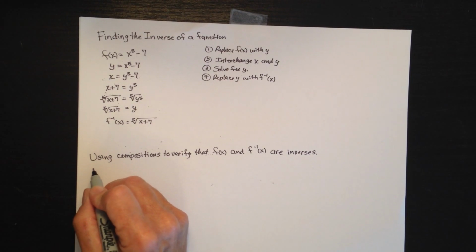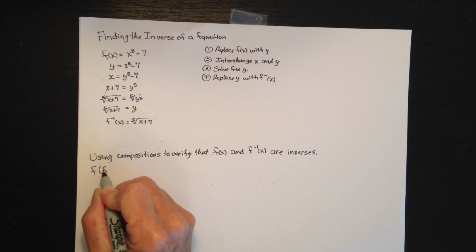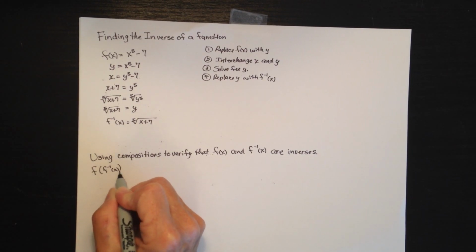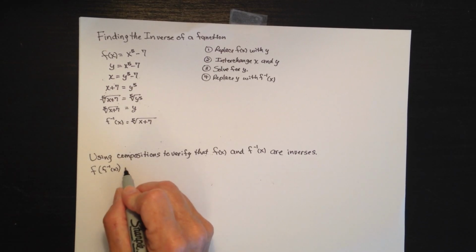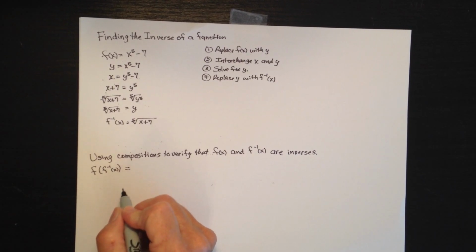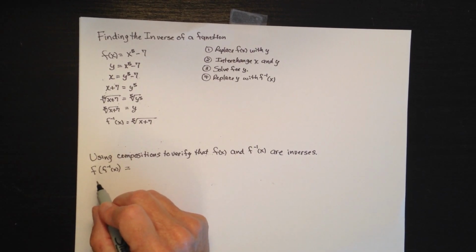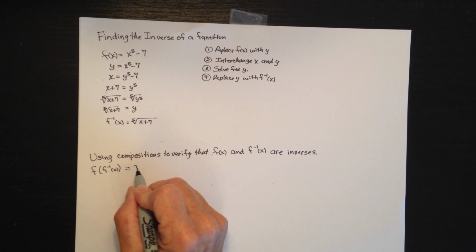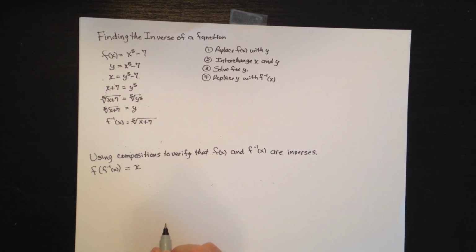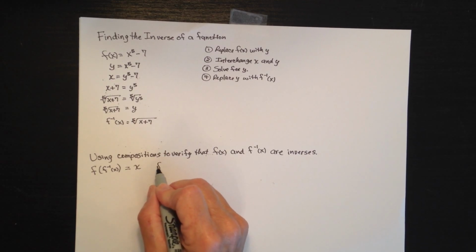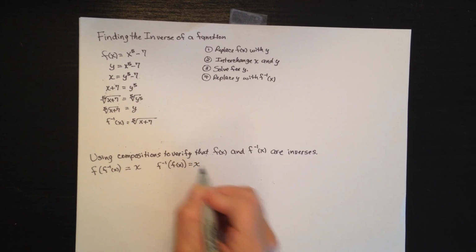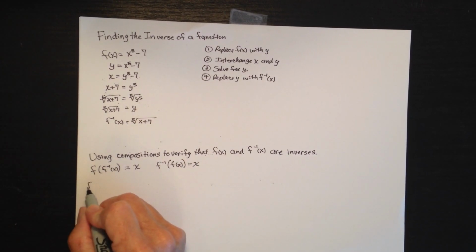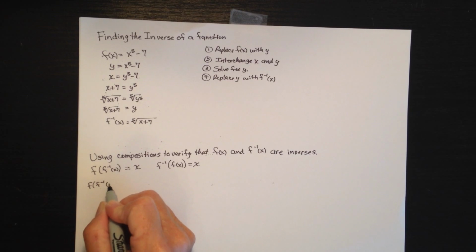Here's the composition you must take: f of f inverse of x. A function and its inverse, when you take the composition, undo each other. The initial input is an x, so when you apply a function to its inverse or vice versa, you get the initial input back out. We must show that this is true, and we also must show that f inverse of f of x is also equal to x. So let's do f of f inverse of x.